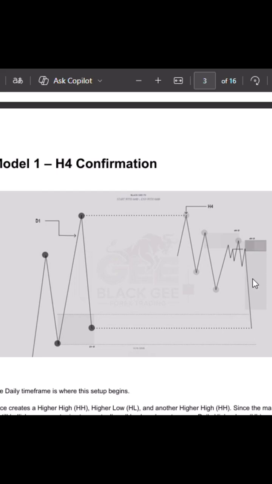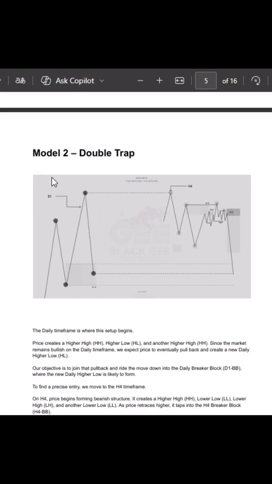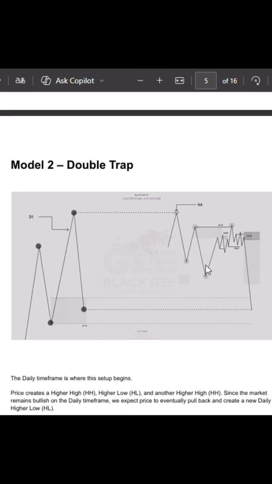Let me show you model 2. So guys, this is model 2. Same thing on the daily time frame, higher high, higher low, higher high. Then we want price to push down to the daily breaker block and we want to go in the sell. Then we move to H4. Let me zoom in and show you why it is a double trap. So right here on the H4, you can see price made a higher high, lower low, lower high, then a new lower low. Push back to the breaker block.